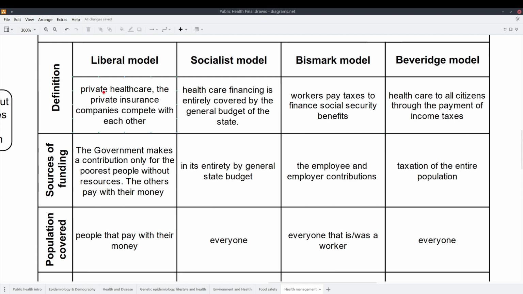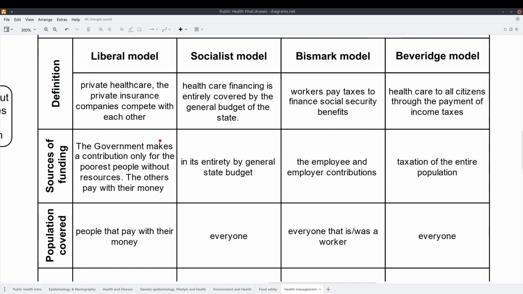The sources of funding in the liberal model are basically yourself. You have to pay for it, because the government makes a contribution only for the poorest people without resources. The others pay with their money. The socialist model, in its entirety by the general state budget. The Bismarck model, the employee and employer contributions. Beveridge model, taxation of the entire population.